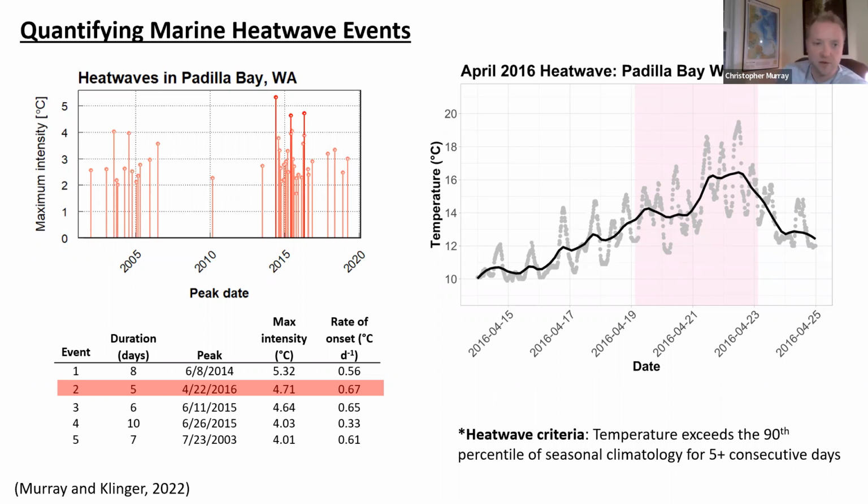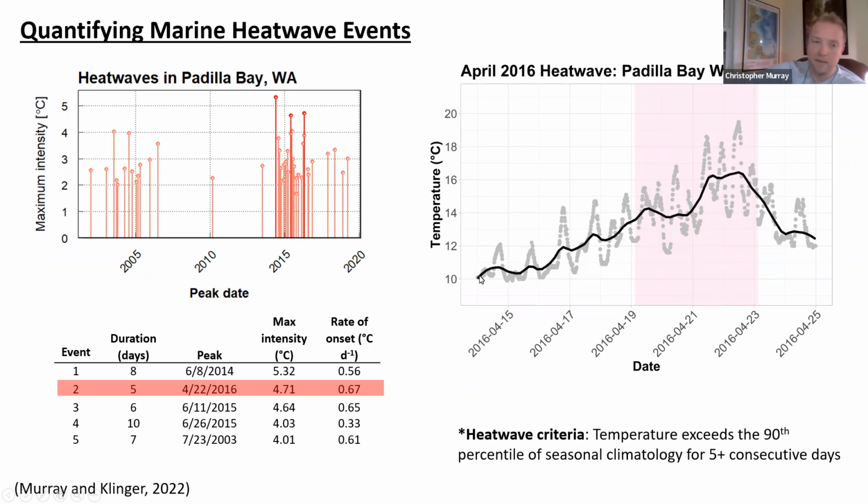I chose this one. It was the second most intense event in the time series. It occurred in April of 2016. The maximum intensity was about 4.7 degrees above normal. What you see from that time series is that temperatures increased from a normal temperature of about 10 degrees. The solid black line represents the daily average temperature. These individual circles are the individual temperature measurements made every 30 minutes during this period.